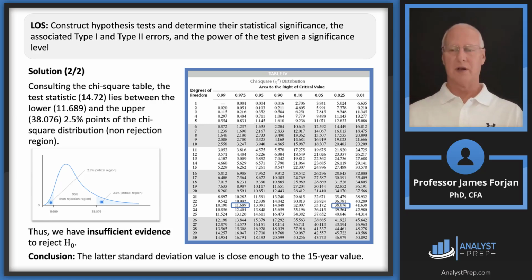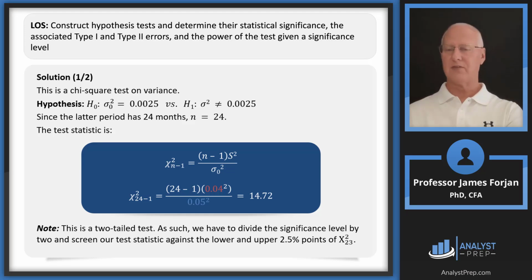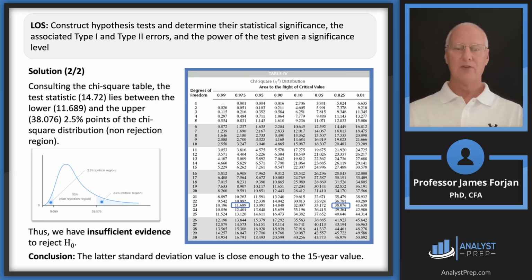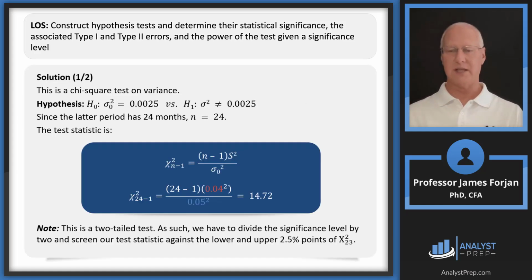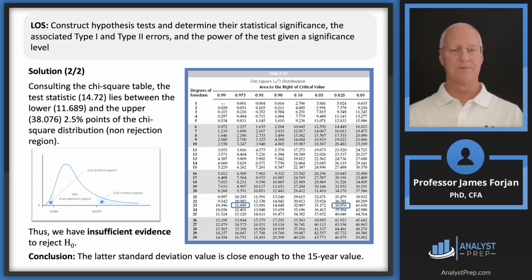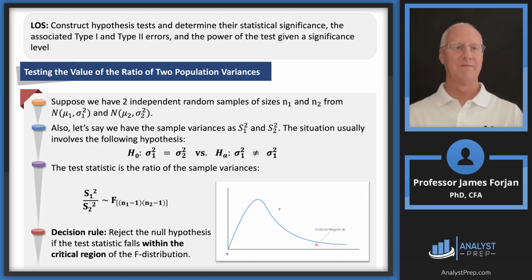So what was our chi-square statistic back here? Around 15. So that falls in the middle. So we cannot reject the null hypothesis. So we say something like, even though 4.5 is different from 4, those standard deviations are not statistically different. And that's our conclusion: the latter standard deviation value is close enough to its 15-year value. That's a really cool interpretation, by the way.